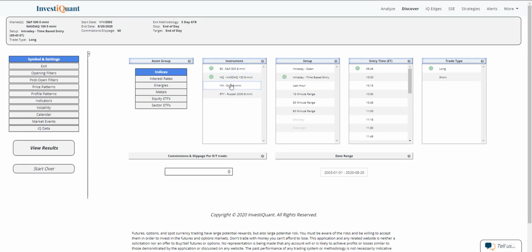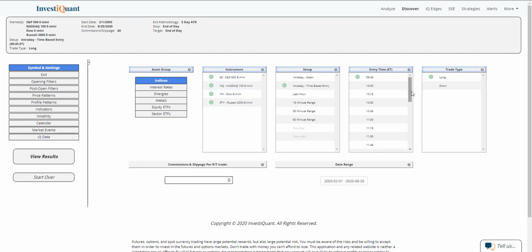We'll look at all four instruments and use a time-based entry of, let's do 2:30. We haven't done that one in a while. So we'll do 2:30, set up as a long trade. The exit will be at 4:15 p.m. Eastern time. So enter at 2:30, exit at 4:15.